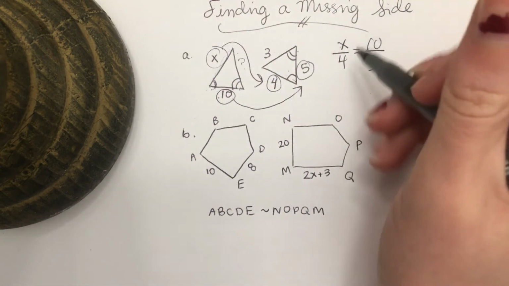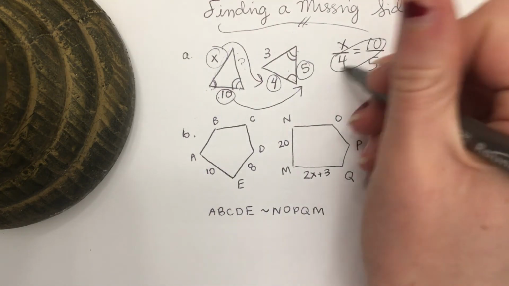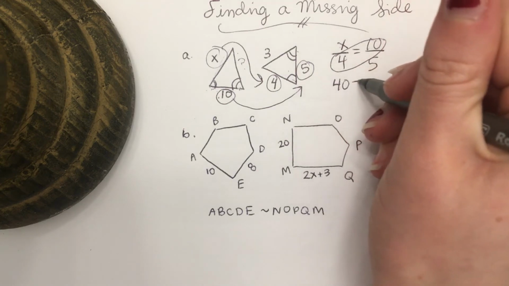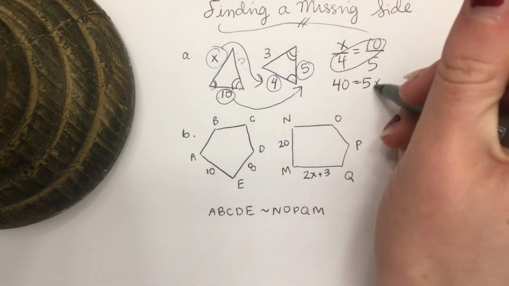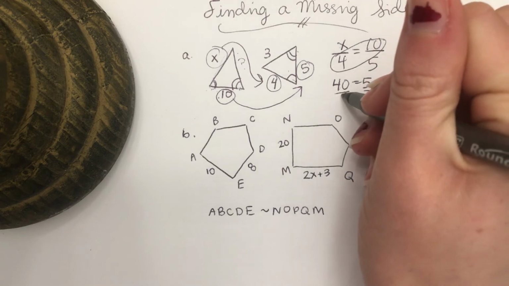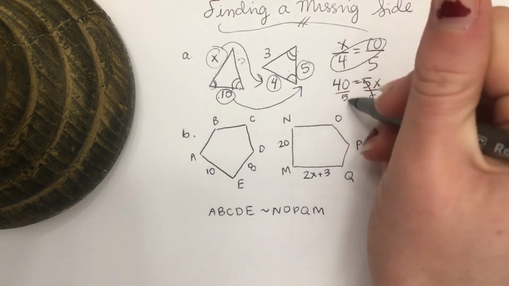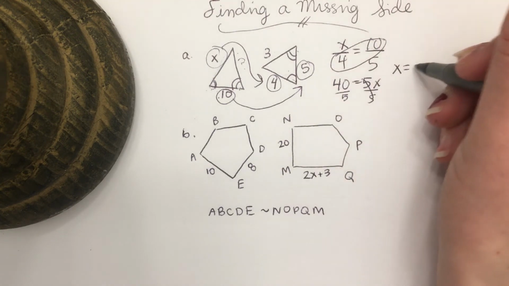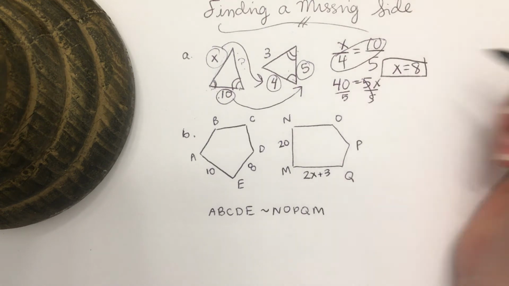Now that we have our proportion, all we have to do is cross multiply and solve. So 4 times 10 is 40. 5 times x is 5x. And then we need to divide both sides by 5, and 40 divided by 5 is 8. So that's going to leave us with x equals 8, and you're all done.